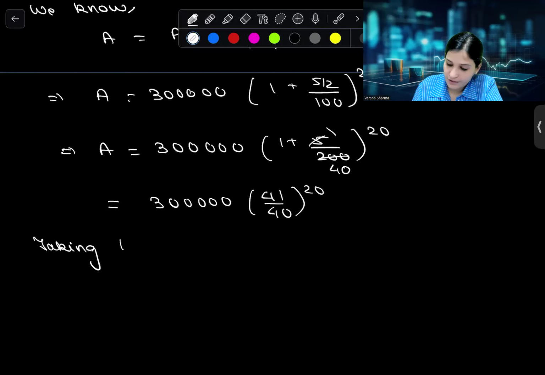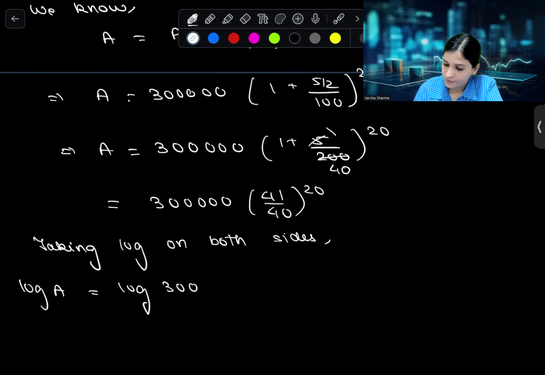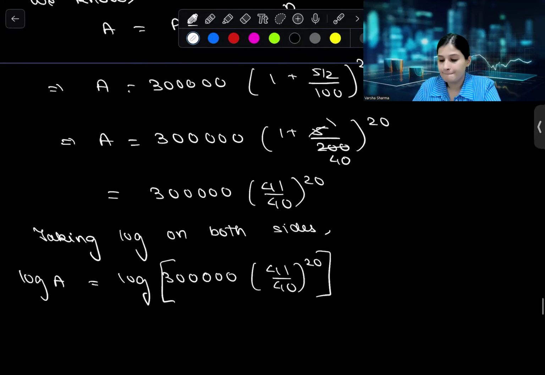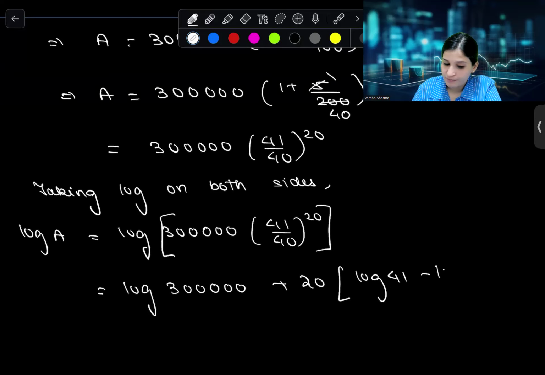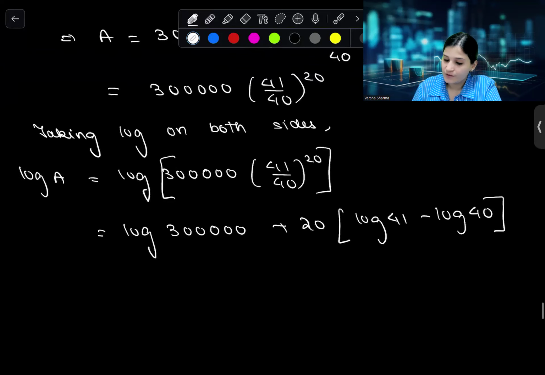Taking log on both sides, log A equals log 3 lakh plus 20 comes to the front, log 41 minus log 40. Any doubt in the same? No, ma'am.